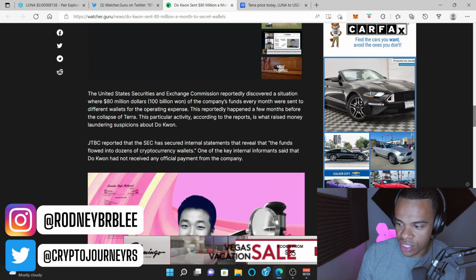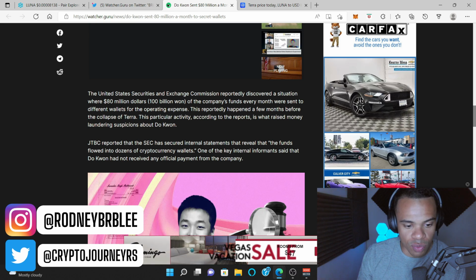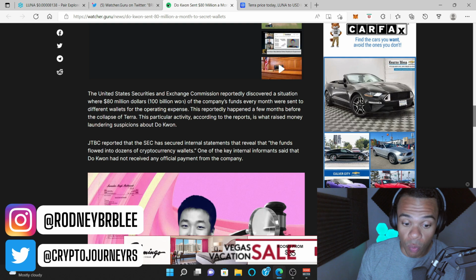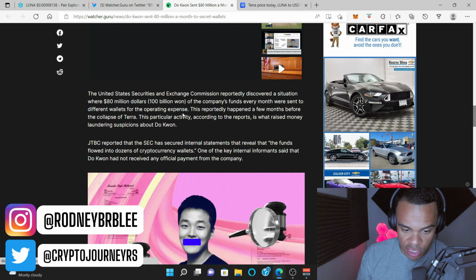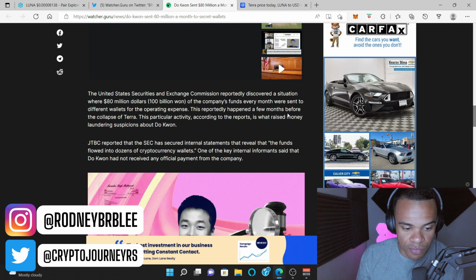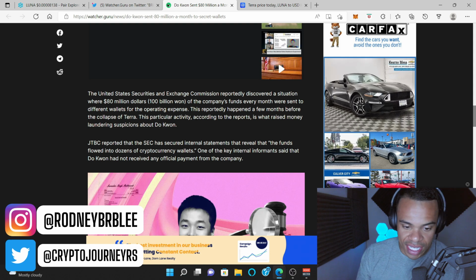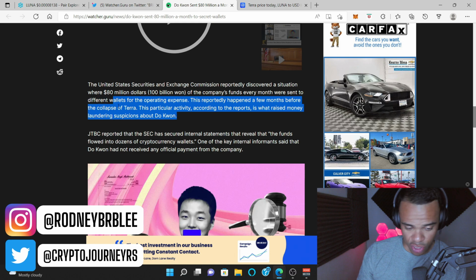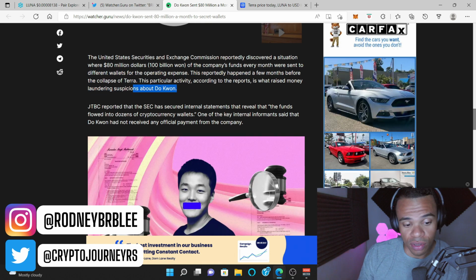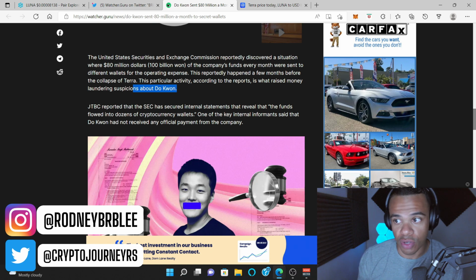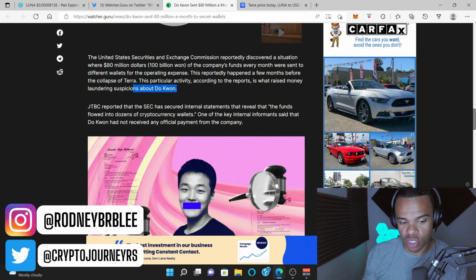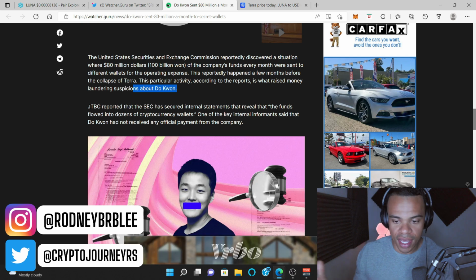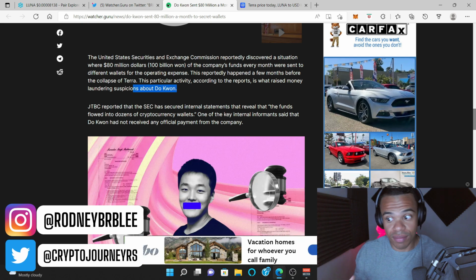The United States Securities and Exchange Commission reportedly discovered a situation where $80 million, 100 billion won, of the company's funds every month were sent to different wallets for operating expenses. This reportedly happened a few months before the collapse of Terra. This particular activity, according to the report, is what raised money laundering suspicions about Do Kwon. So that's very interesting. It's crazy that the United States government and governments in general are going to start getting people who are experts on the blockchain, who can follow these transactions, who can see what's going on. Because the big appeal to cryptocurrency has been anonymity. But as we can see, we're going to get rid of some of that.